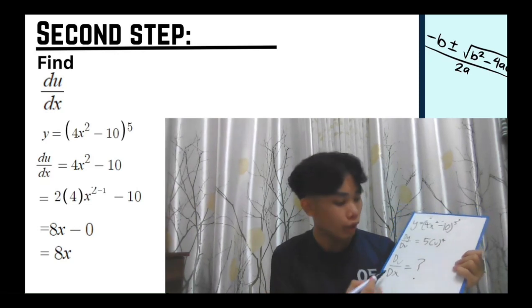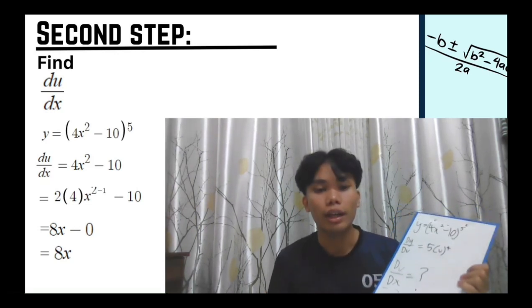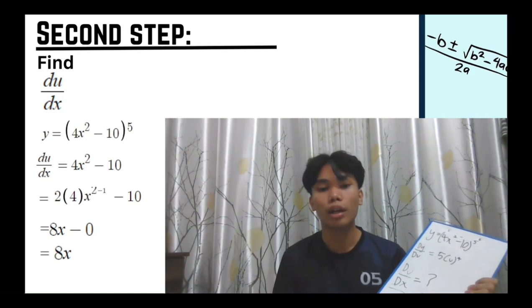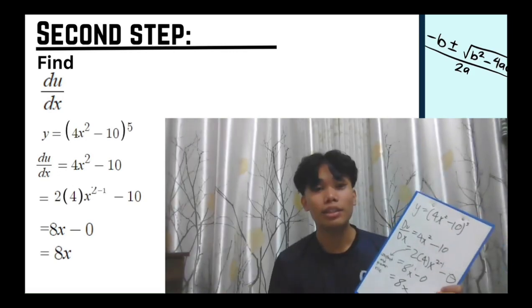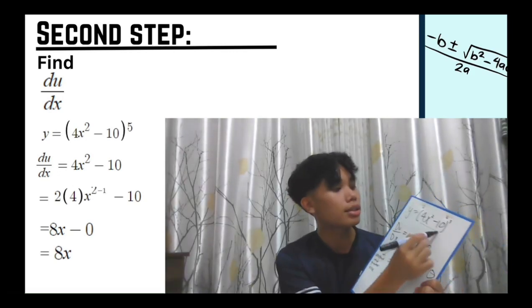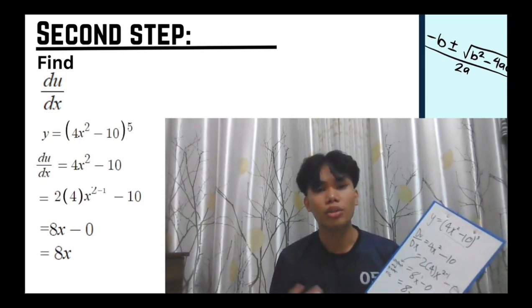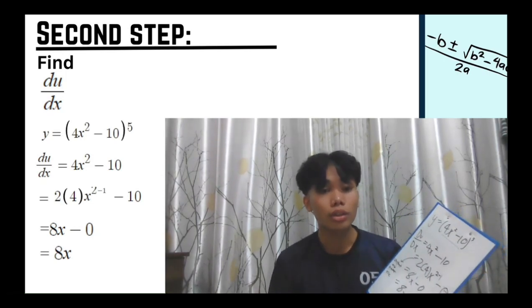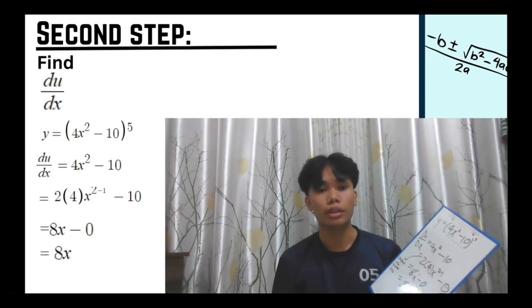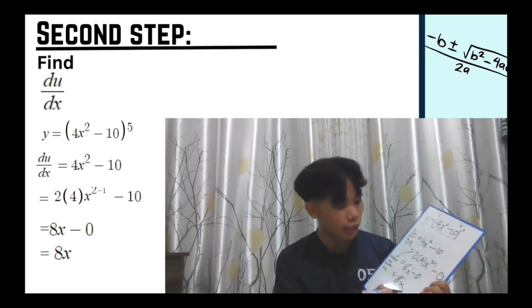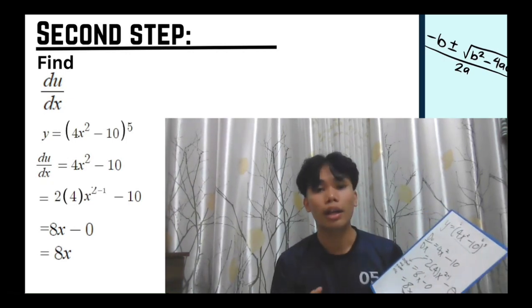But how do we find du over dx? So, we have to look back at the formula. It is pretty easy because you just take everything inside the bracket and then you just solve it. We are using the constant rule and power rule to solve it. For that, this is your final answer, which is 8x. Now, we have found our dy over du and du over dx. So, let's take a look back at our formula.